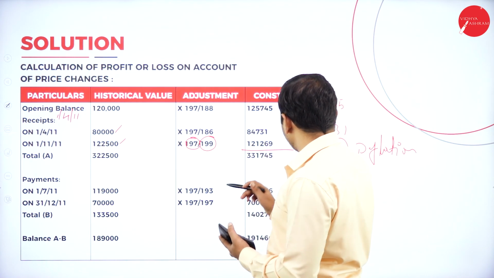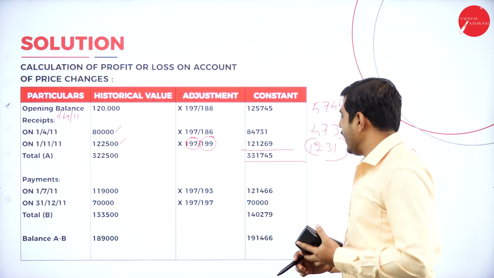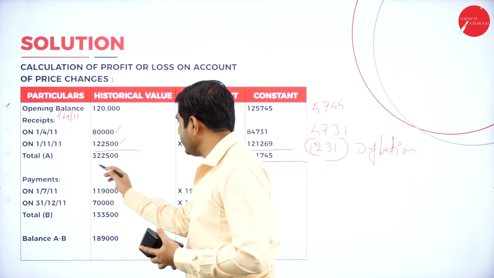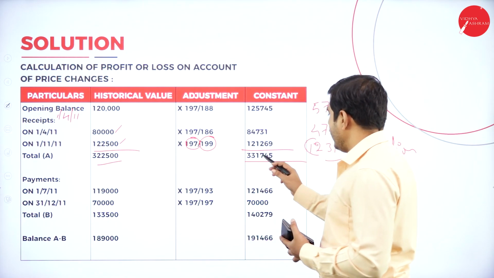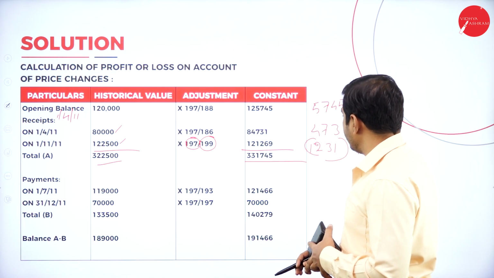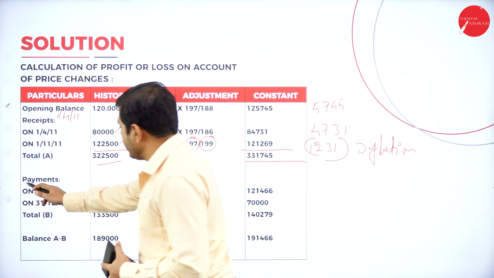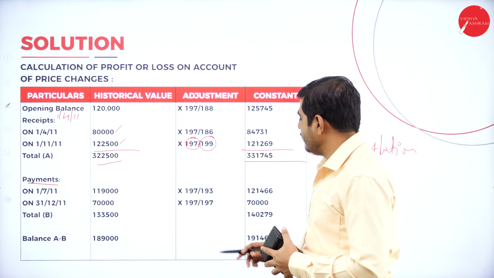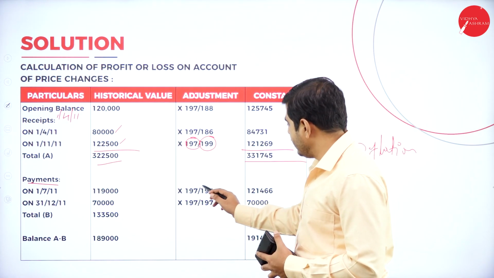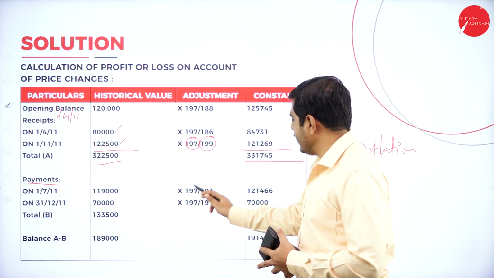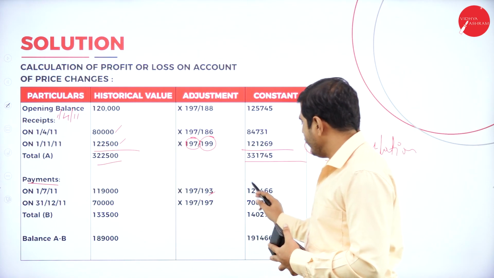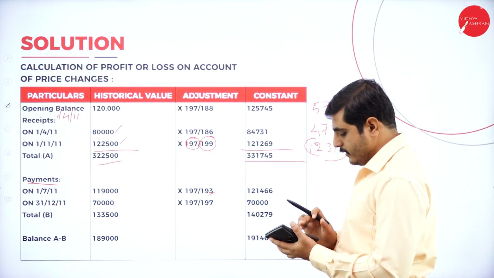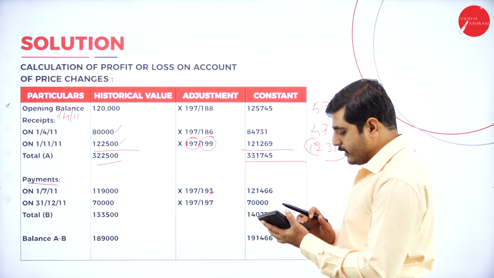So let's calculate. If you add all the amounts, you'll get 3,31,743. On that day the value for money was 3,22,500. Now the value for money is 3,31,745. Again for payments, let's calculate. Same procedure if you apply. On that day the base year index is 193, current year index is 197. So if you convert that, we'll get 1,21,466.